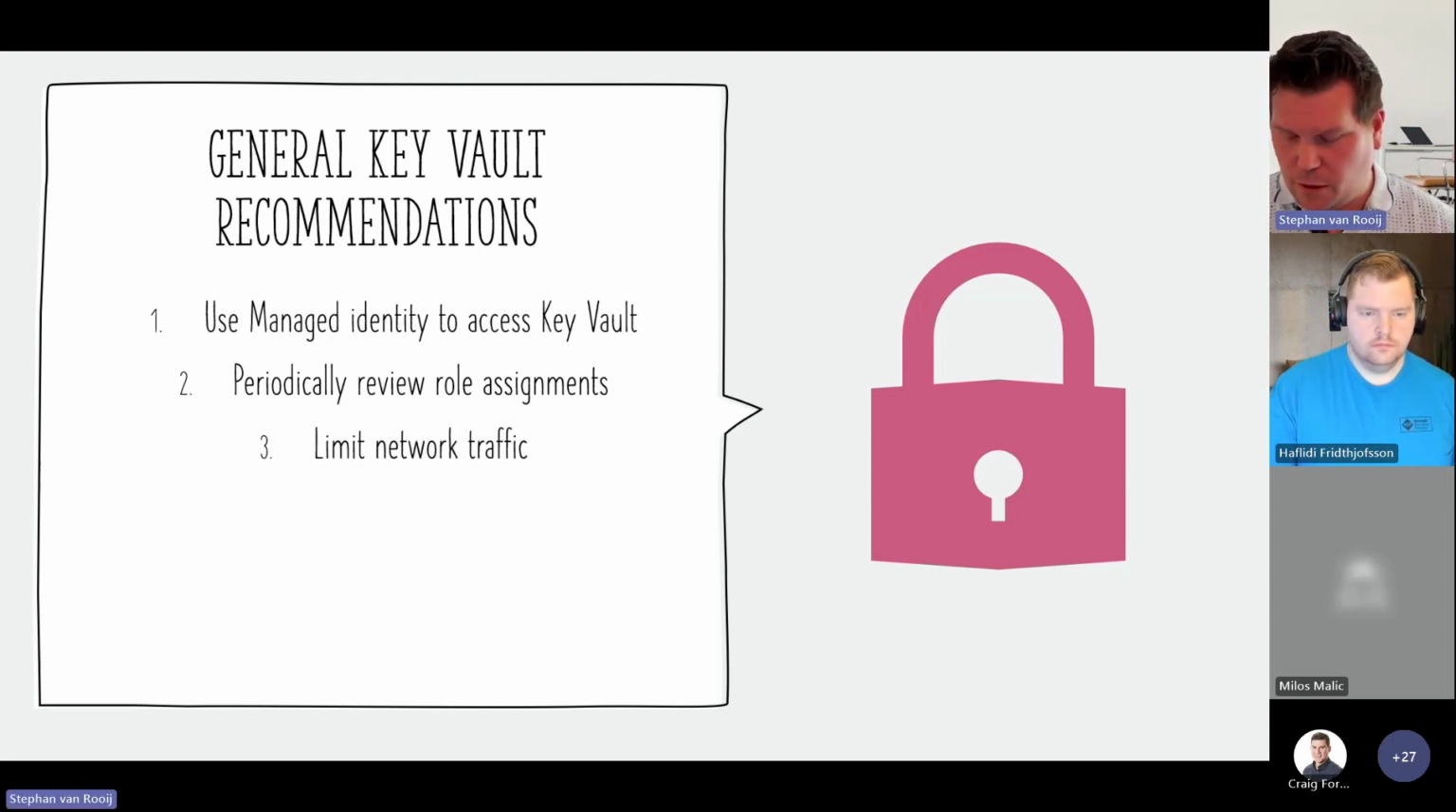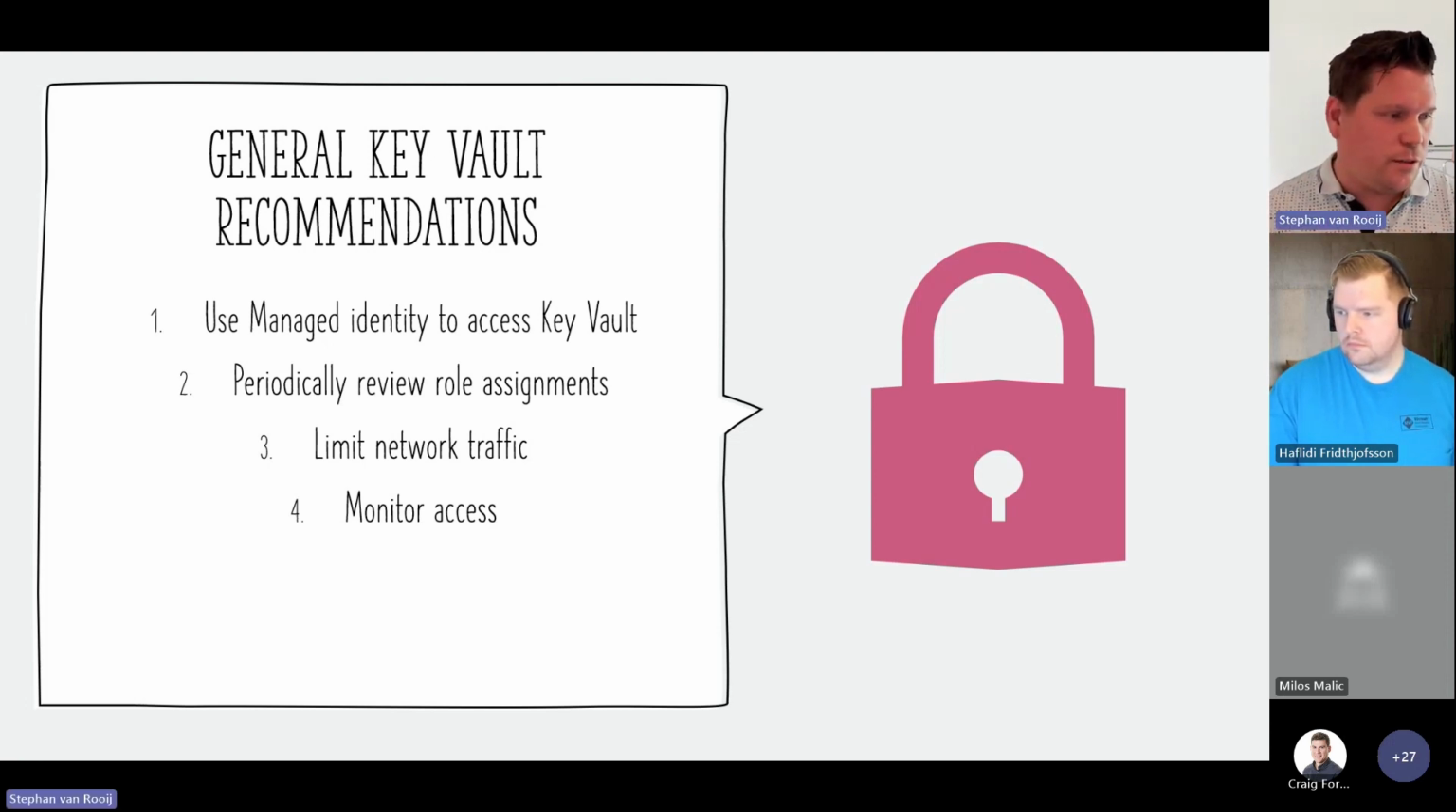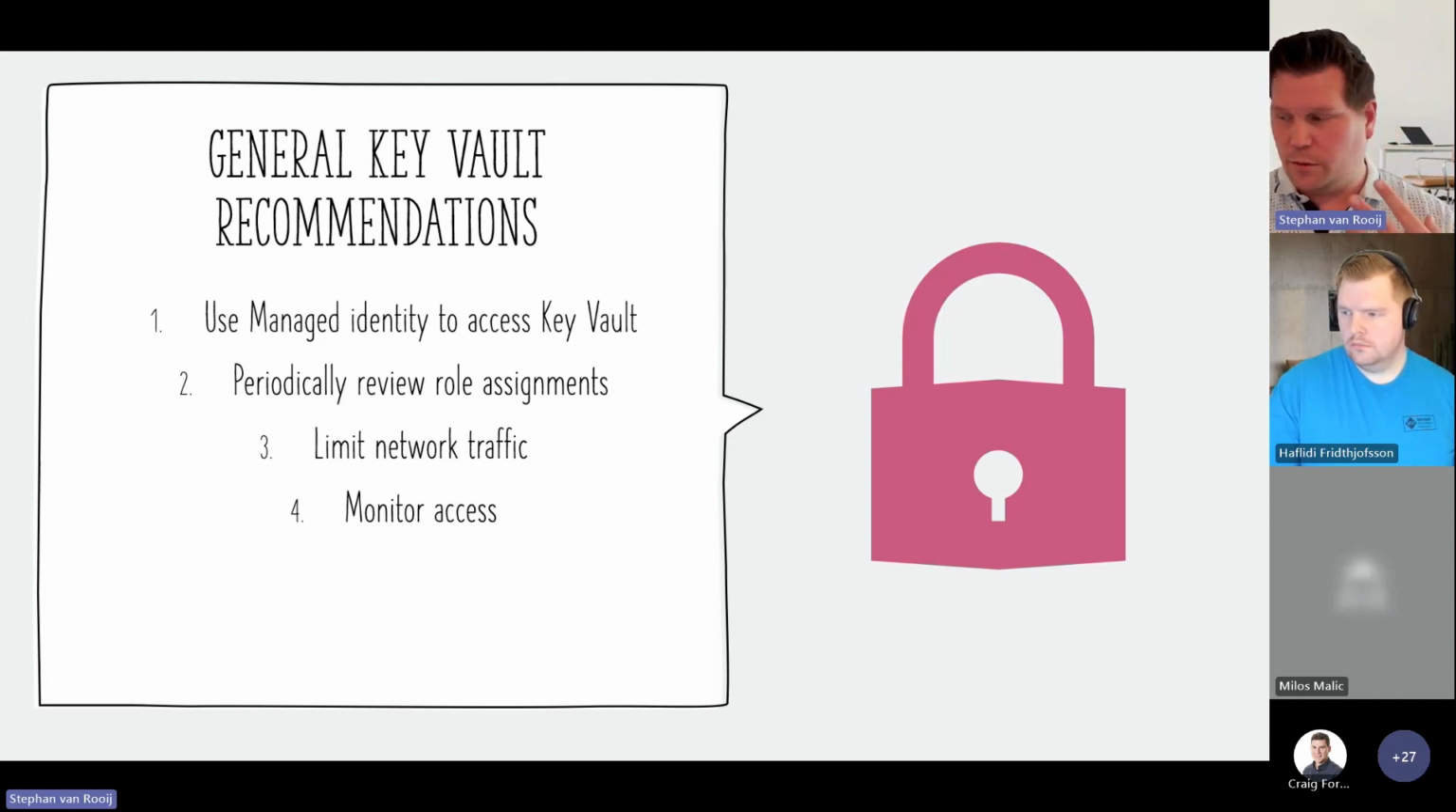Limit network traffic. The Key Vault I made is available for all networks. You might want to change that so it's only limited to Azure services or a VNet, which is a great way to improve security on your Key Vault. You should monitor access. You can have the logs from your Key Vault sent to a lot of monitoring tools. You can also send them to Defender for Cloud. That's also a great way to see what is happening.